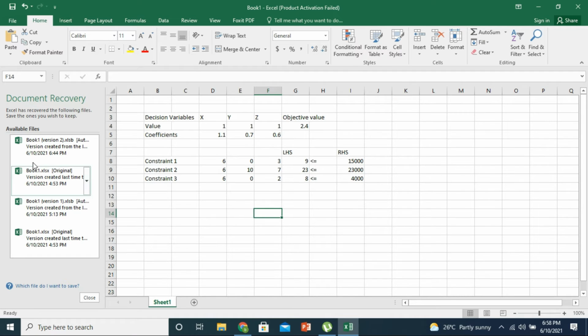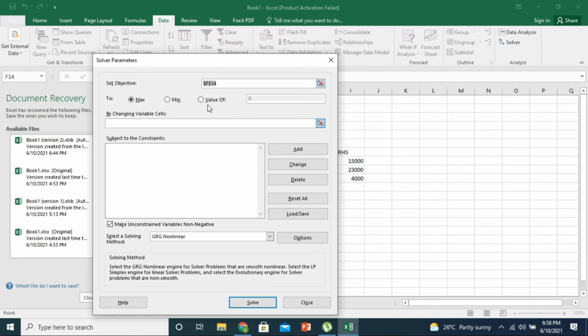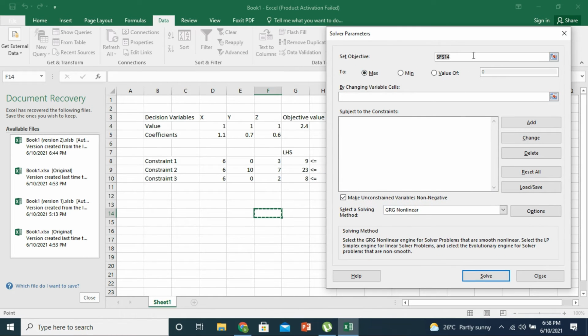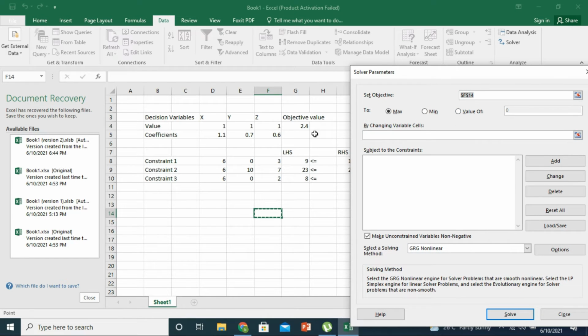To solve the problem after we put the information in Excel, we choose Data, then find and click on Solver. The menu will appear like this. For Set Objective, we need to define the objective value, so we put the objective cell here.